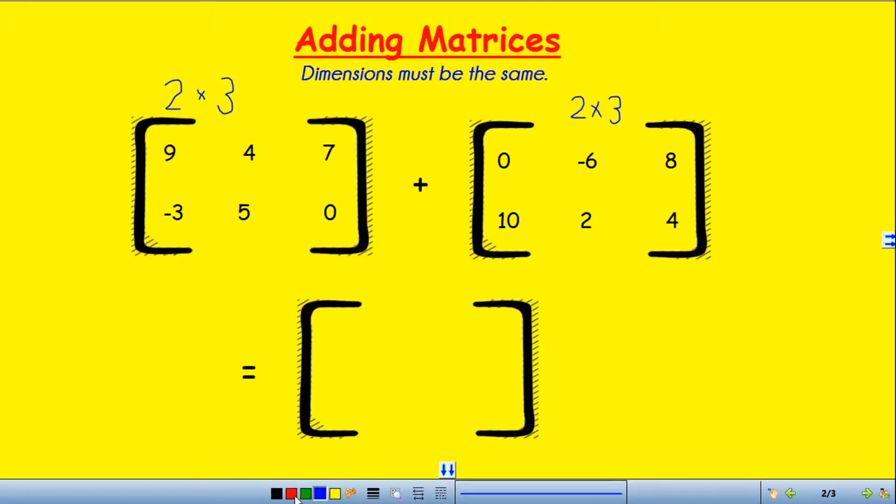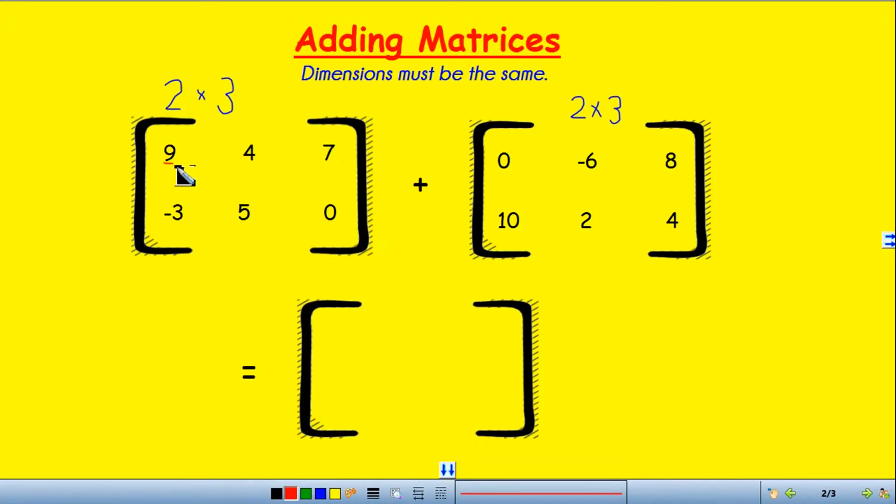Now, whenever you are adding matrices, you have to make sure that the numbers you are adding correspond to each other. For instance, we have the number 9 here that is located in the first row, and it's in the first position. It's also in the first column at the top.